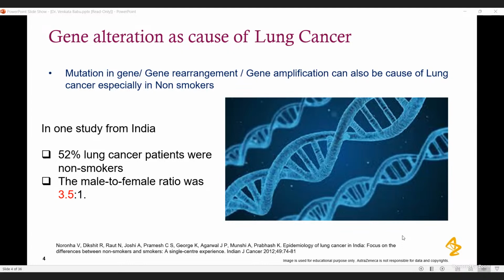which are clearly described by Dr. Sunil Pasricha in his talk. So this gene alteration as a cause of lung cancer, when it is identified as a driver, can be targeted to control the cancer. And it is a very surprising fact to see that nearly 52% of lung cancer patients were non-smokers. And the male to female ratio is 3.5:1. Why is this non-smoking lung cancer much more common in males compared to females? The reason may be due to the exposure to environmental factors, which still needs to be elucidated.